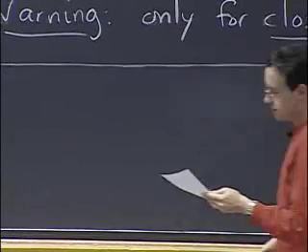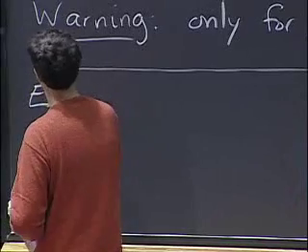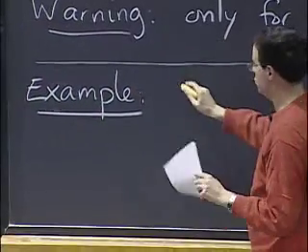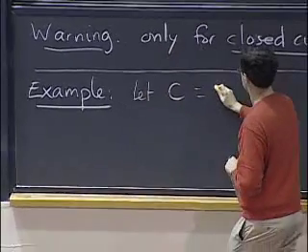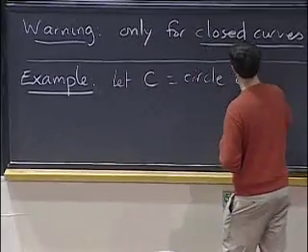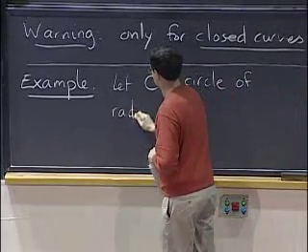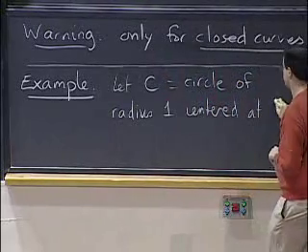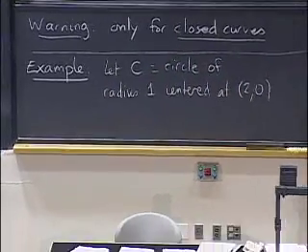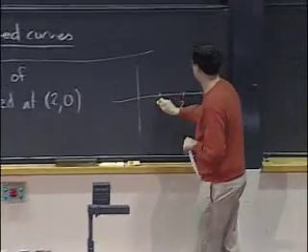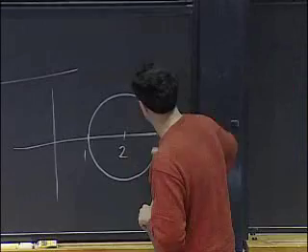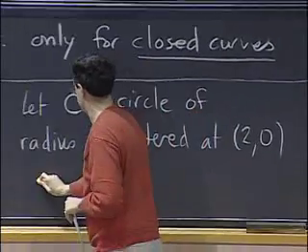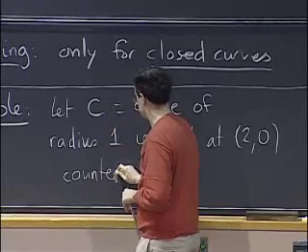OK. So let's do a quick example. Let's say that I give you C, the circle of radius 1, centered at the point (2, 0). So it's out here. That's my curve C. And let's say that I do it counterclockwise so that it will match with the statement of the theorem.